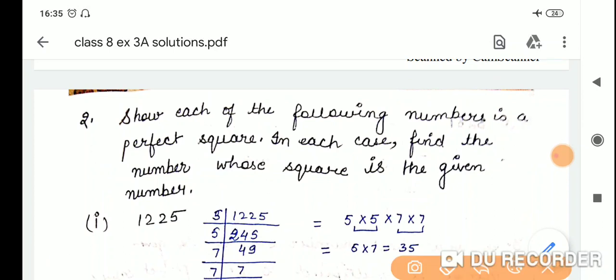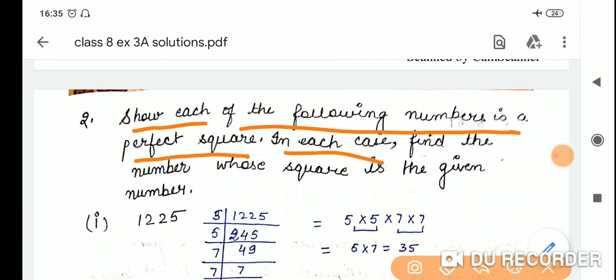You have to read the question very carefully. What they are saying you need to show. Whenever they are asking that you need to show, it means that it is already proved. You need not check it, you just need to show it. Okay, so show each of the following numbers is a perfect square. It means all the numbers are perfect squares, but you need to show how it is a perfect square.